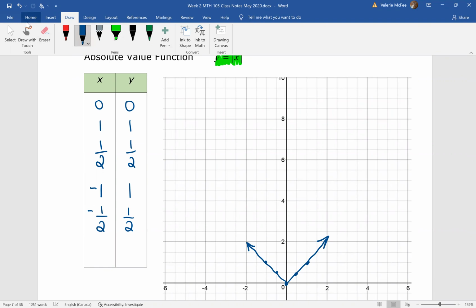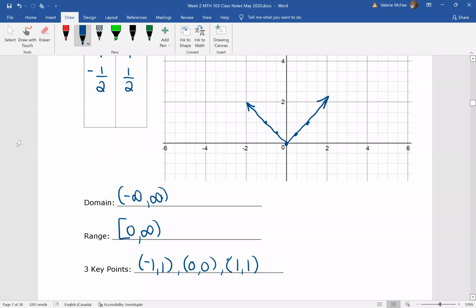Why don't you pause your video and write down the domain and range for this function? Notice that the domain, range, and the key points are exactly the same as they are for our quadratic function. So again, you need to know the shape of this graph as well as these characteristics or properties.